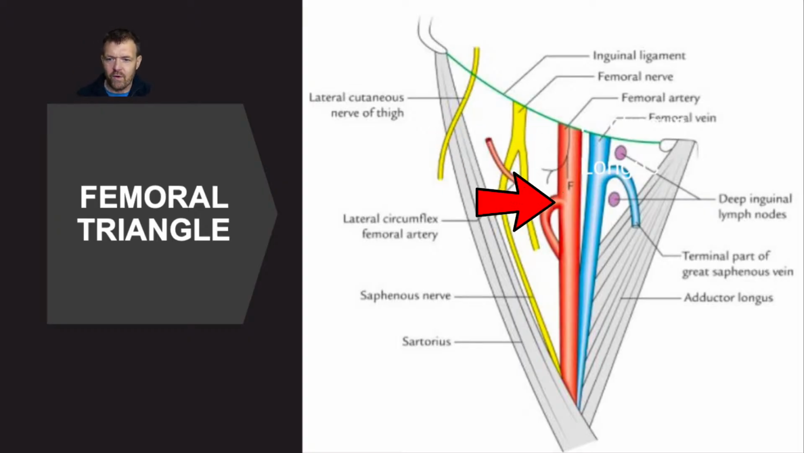Okay, we've got these little branches. So have a look here. Do you remember that one? The lateral circumflex femoral artery. So this is a little branch coming off here, and that's going over towards the hip area. And then if you remember, that's where the femoral nerve split into its anterior and posterior divisions.